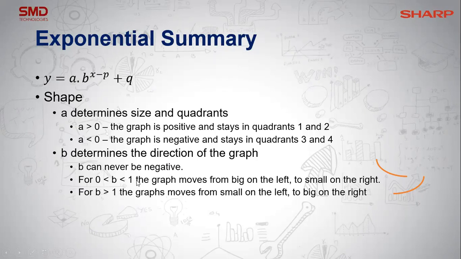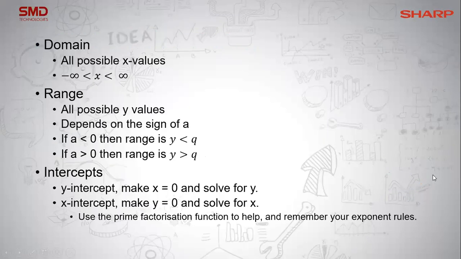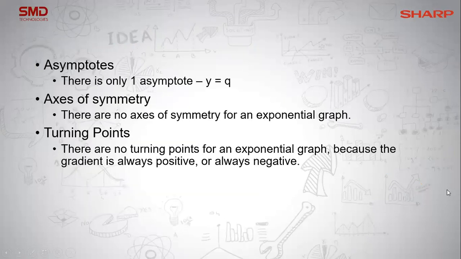So when B is a fraction, your graph moves from big to small. Okay, so in other words, from high on the left to small on the right. And then when B is bigger than 1, so not a fraction anymore, just a whole number, then it moves from small to big. Your domain is all your possible x values, so negative infinity to positive infinity. Your range will depend on your shift of your exponential graph. And of course, remember to use prime factorization to help you solve that.